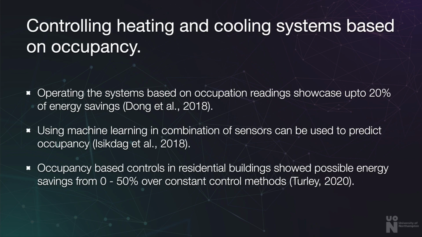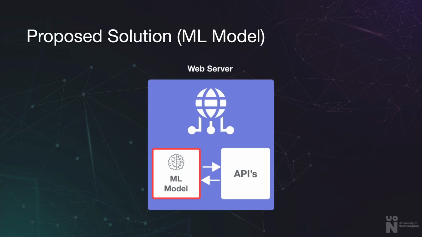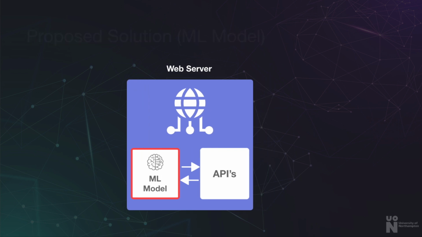Now, let's talk about manipulating the system's operation through occupancy-based controls. Researchers state that we can save energy up to 20% by using occupancy-based controls. And they furthermore state that we can use machine learning in combination with a set of sensor readings to predict the occupancy. In this section, we discuss how we achieve occupancy-based controls based on machine learning algorithms.